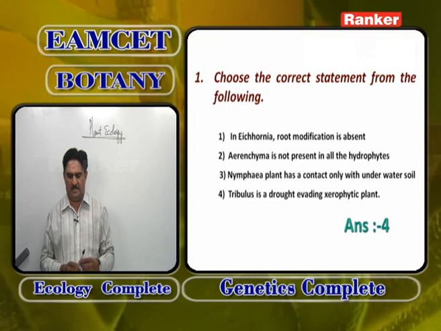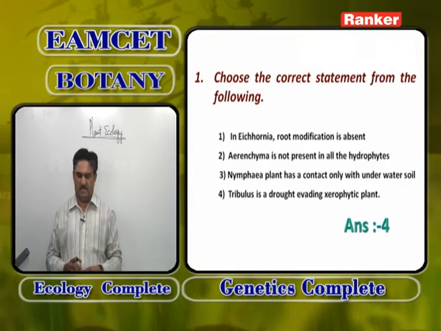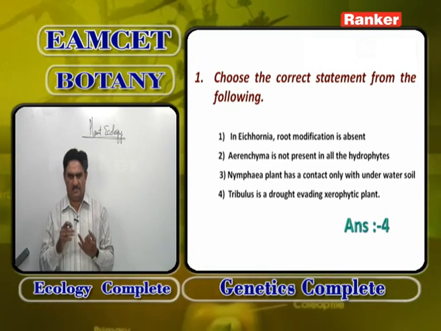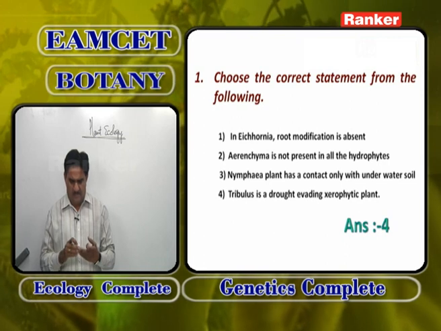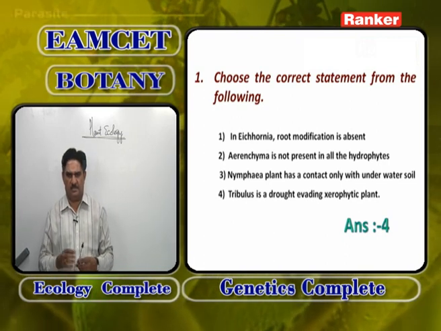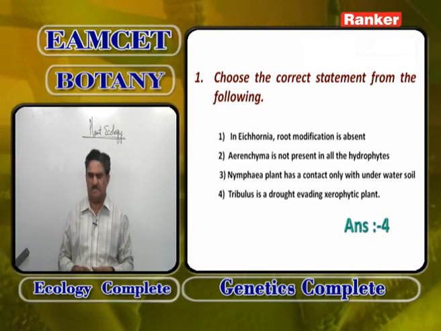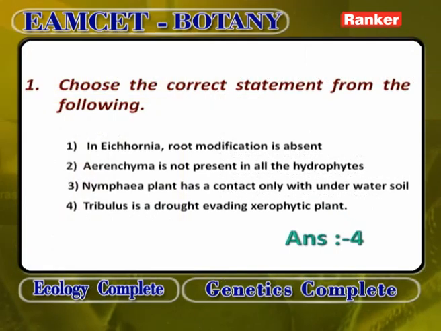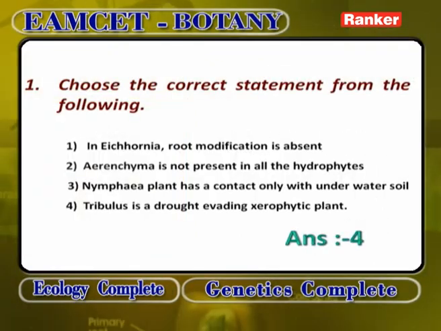Nymphaea plant has contact only with underwater soil. That is wrong. It has contact with air, with soil, and with water. Why? Because it is a plant with rooted nature and floating leaves. Rooted plants with floating leaves is the example of Nymphaea. Tribulus is a drought evading xerophyte is wrong. Tribulus is not drought evading, it is drought avoiding.